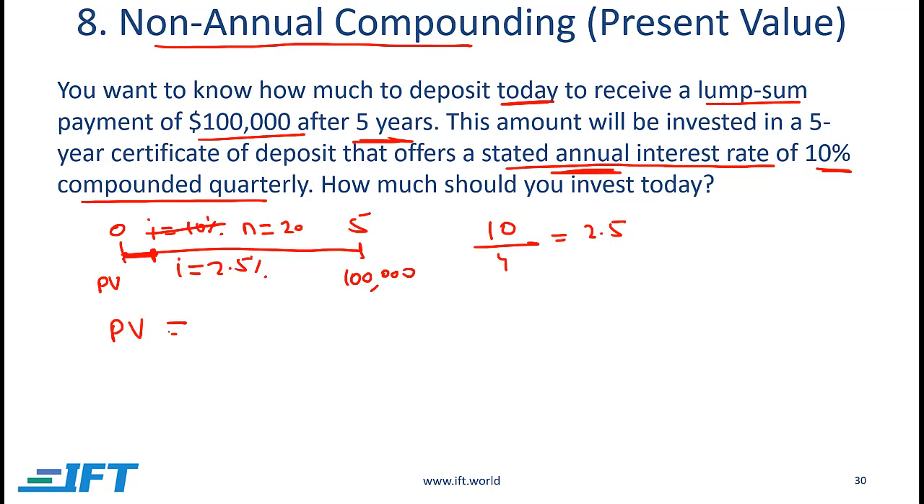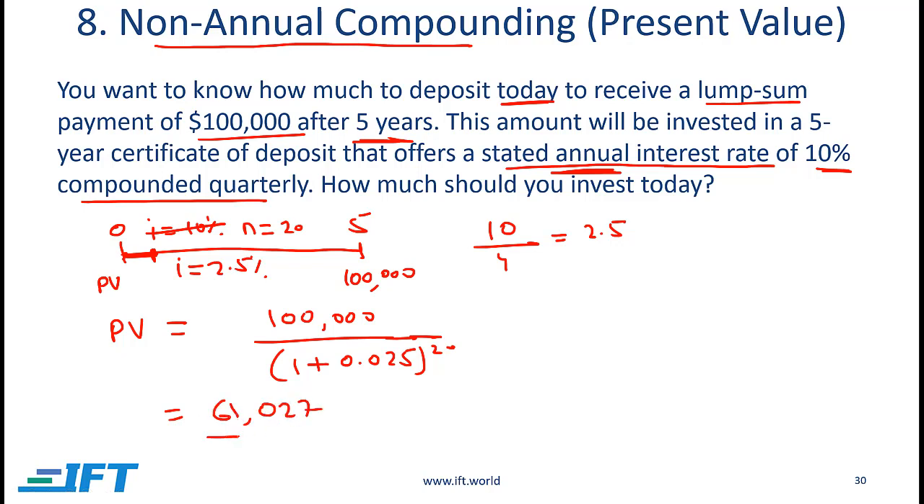The present value is equal to the future value, which is 100,000, divided by 1 plus the interest rate, which is 2.5% or 0.025, raised to the power of the number of periods, which is 20. And when we do this calculation, we should get the present value, which is 61,027.